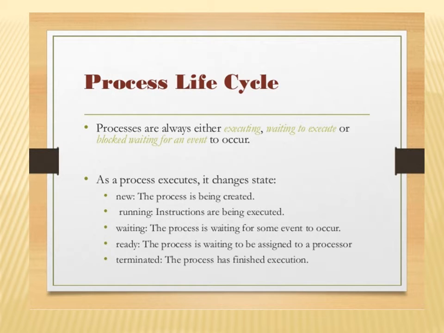There are particular states a process comes through. When the process comes, it has to go through those particular states, and that is nothing but the process life cycle. Processes are always either executing, waiting to execute, or blocked waiting for an event to occur. So these are the main states that a process goes through.